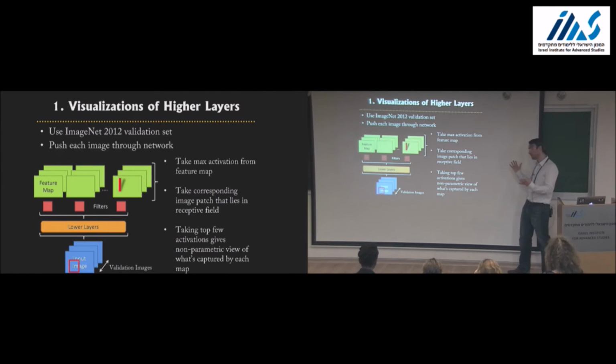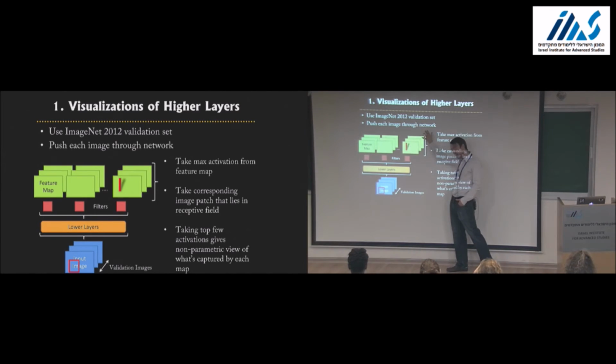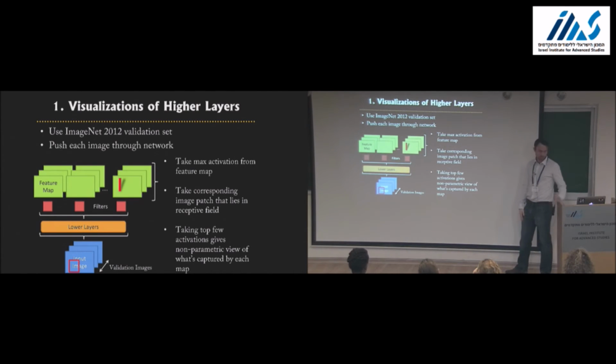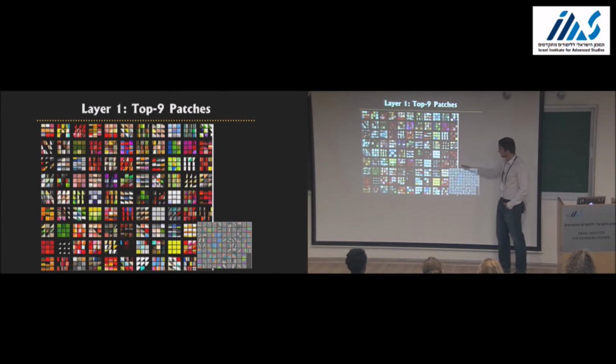Okay, and if you take not just the single strongest activation, but a whole bunch of them, say the top 9 or so, that can give you a sort of non-parametric feel for what that particular feature map's capturing. So just to look at this in a bit more detail, here are the filters for each in your first layer, and these are the image patches that gave really strong activations in the corresponding feature map.